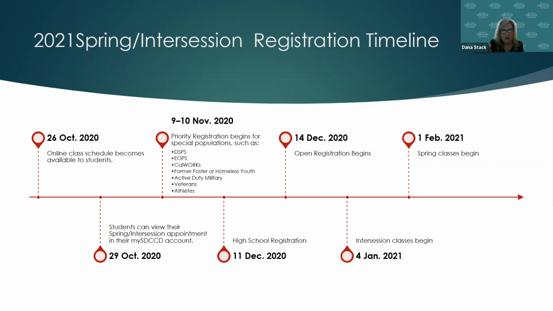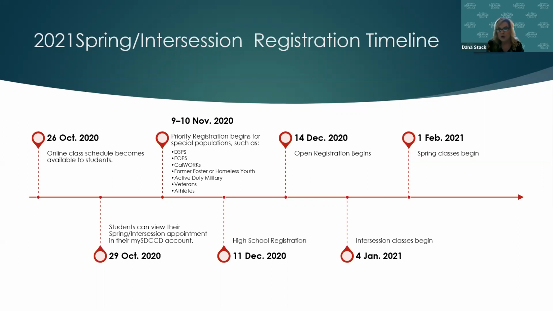Then on December 11th, we have high school registration. They are still within a priority range for registration, those who have qualified for priority registration. We will actually be enrolling them manually. The admissions team does that, but in order to do so, the students need to submit their forms through our online processing system called JIRA, and that's on December 11th.